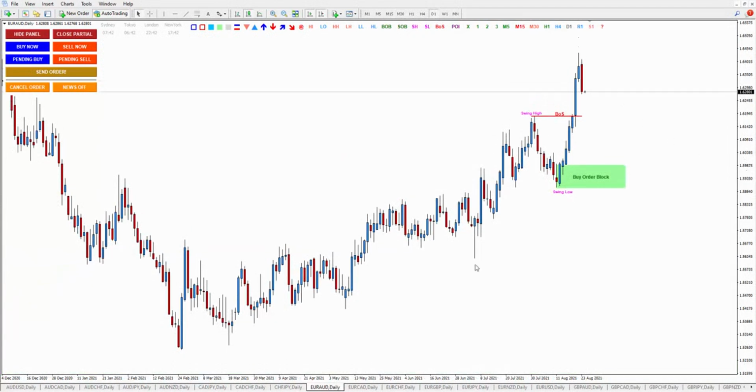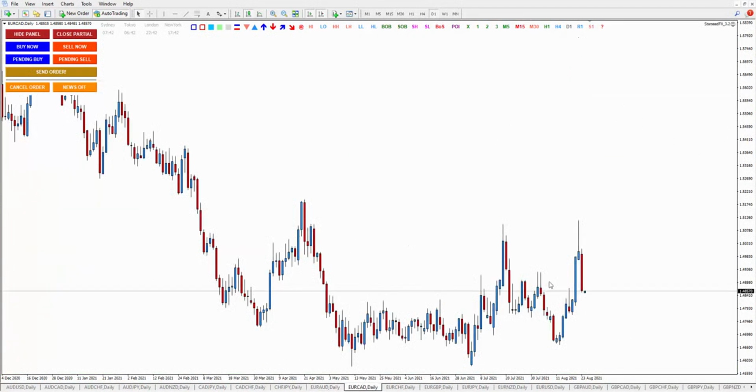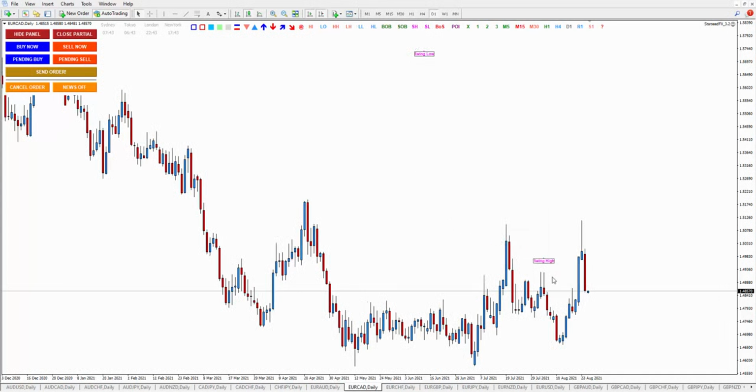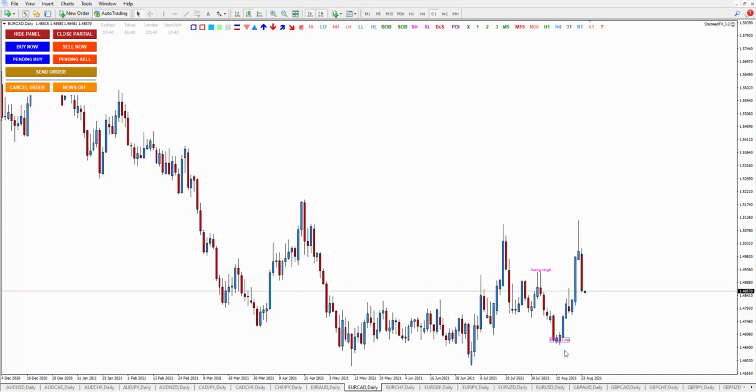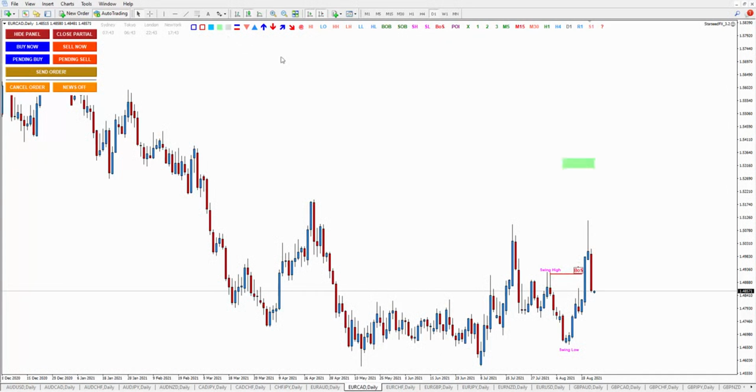Now let's go to Euro Canadian. This is already reaching its order block, so let's just mark the swing high, swing low. Here is the swing high, this is the swing low, and here is the break of structure. Let's put it in here. And our order block is the last bearish candle before the breakout happened.